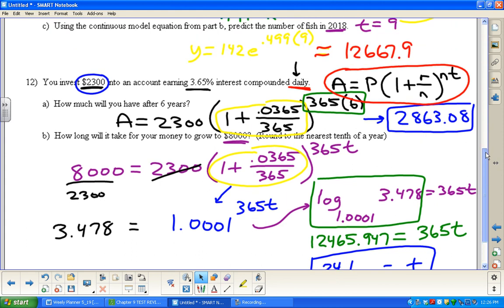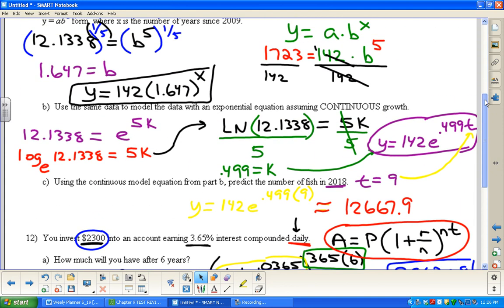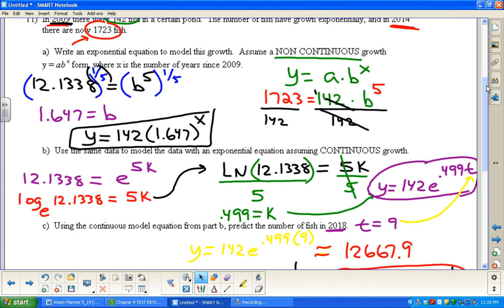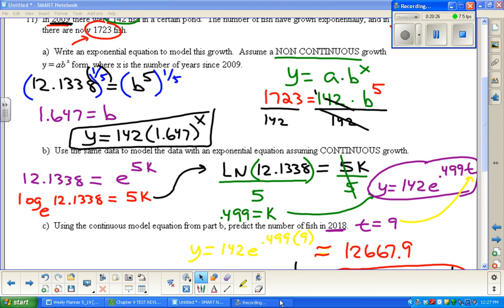The other problems are just kind of more of the basic y equals a times b to the x and y equals a times e to the kt. Okay, so that is that. Hopefully that helps. And the test you guys will see will be very, very similar.